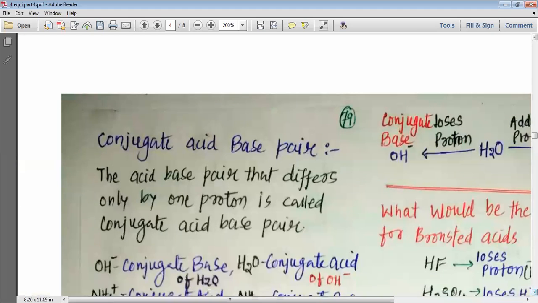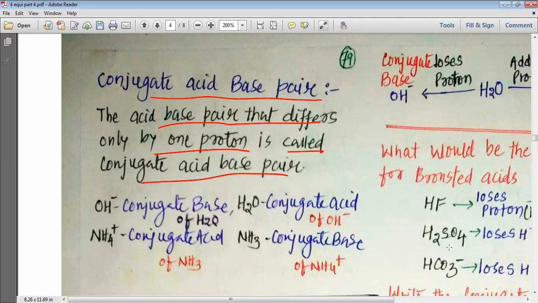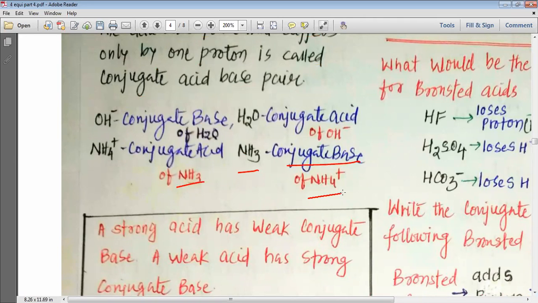So here we get a pair which is known as the conjugate acid base pair. The acid base pair that differs only by one proton, that is H+, is called a conjugate acid base pair. For example, OH− is a conjugate base of H2O, and H2O is a conjugate acid of OH−. NH4+ is a conjugate acid of NH3, and NH3 is a conjugate base of NH4+.